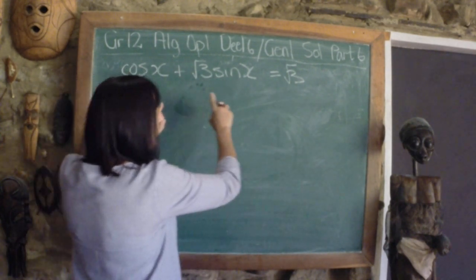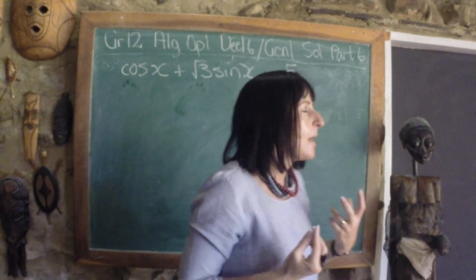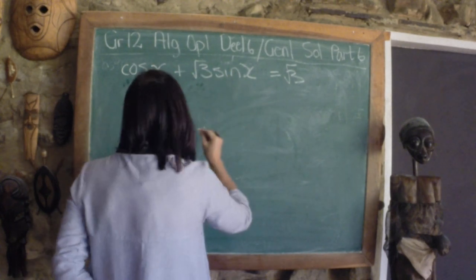So when you see something like that, you're going to generate special angles by dividing each term with 2.